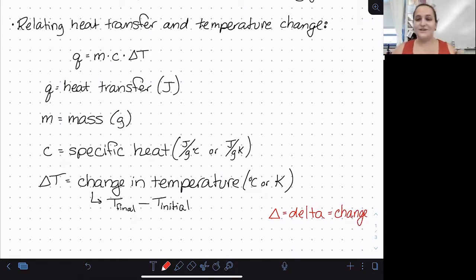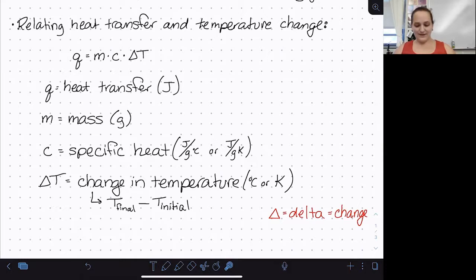So you'll be seeing a lot of deltas in your life in this unit. Here we're dealing with change in temperature, but you'll start seeing this all over the place. Anytime you see this little triangle, it means something is changing. Delta T means change in temperature. We can use this relationship to relate any of these 4 quantities.